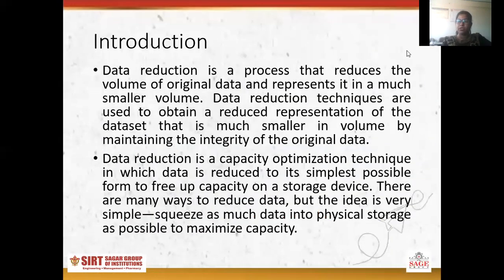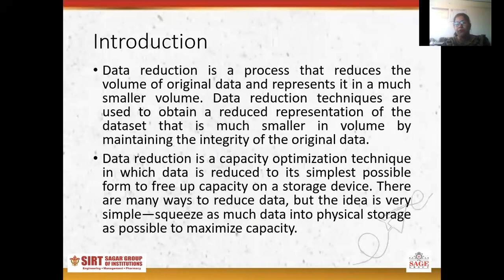So basically, what is data reduction? It is a process that reduces the volume of original data and represents it in a much smaller volume. Data reduction techniques are used to obtain a reduced representation of the dataset that is much smaller in volume while maintaining the integrity of the original data.